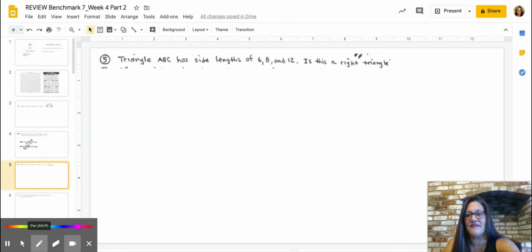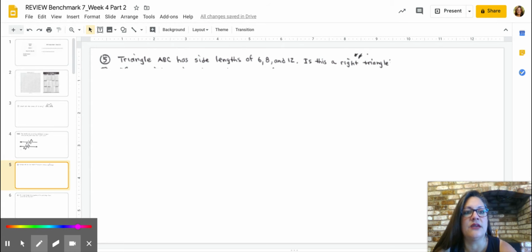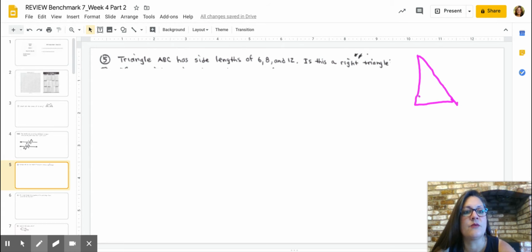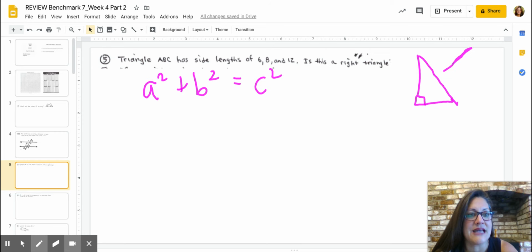Number 5. Okay, triangle ABC has side lengths of 6, 8, and 12. Is it a right triangle? Well, I know that for a triangle to be a right triangle, it means that one of the angles is 90 degrees, that you can use Pythagorean theorem. So a squared plus b squared equals c squared. So let's plug them in. I know that c has to be the longest one because that is the hypotenuse.